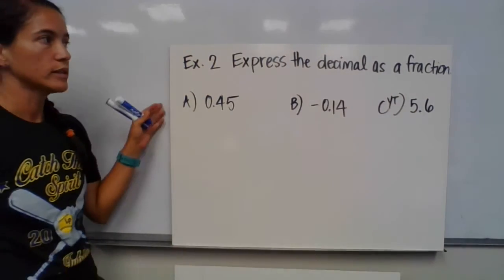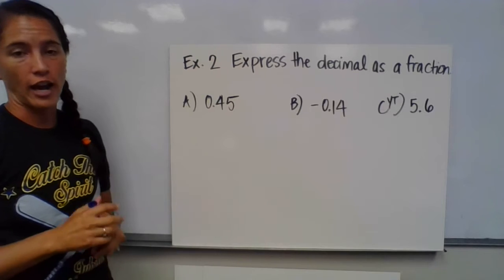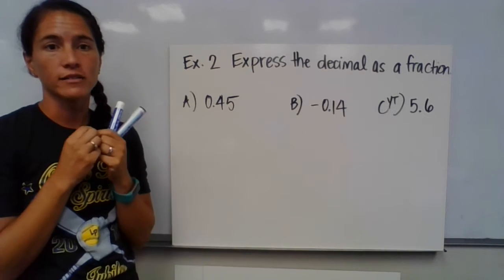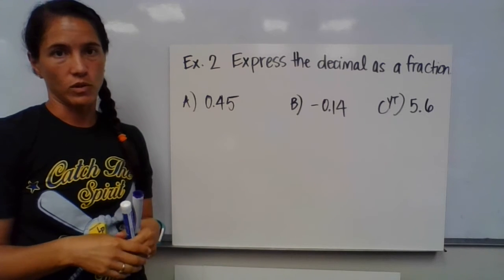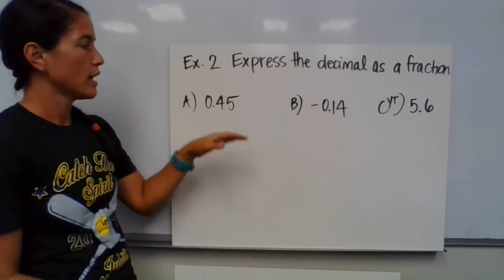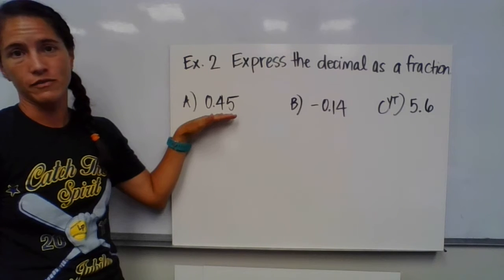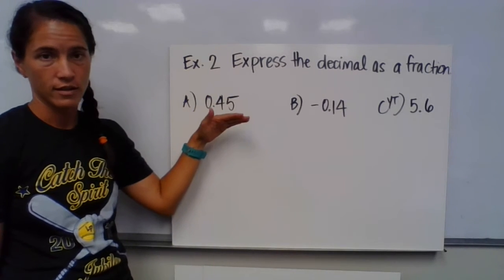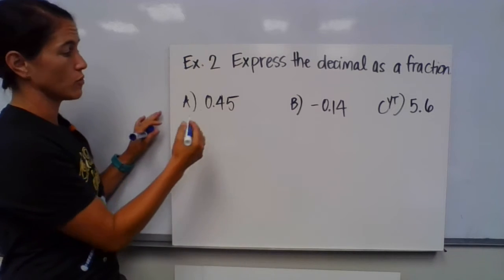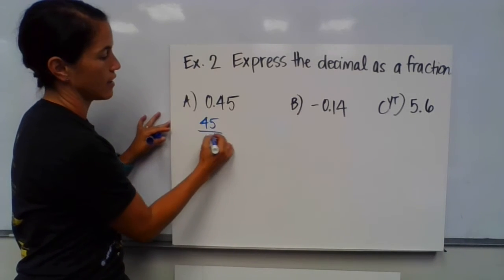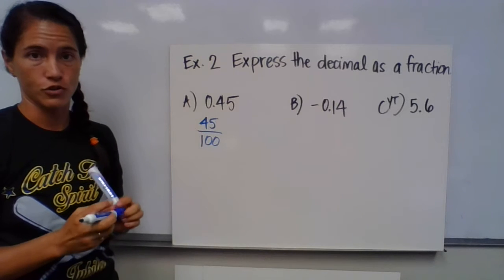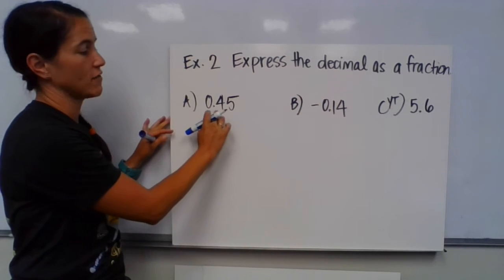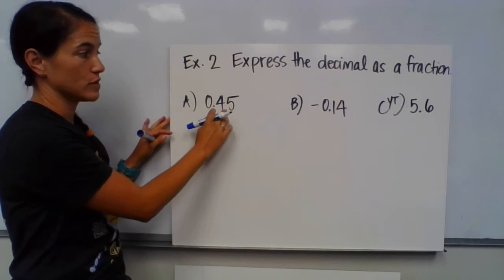Okay, example 2, express the decimals as fractions. If you know how to correctly say the decimal, then that is pretty much the work for you. If you just know this as 0.45, then it might be difficult. But if you know this as 45 hundredths, then that's exactly what you write. 45 hundredths is 45 out of 100. If there's 2 decimal places, that means it's been divided by 100 because 100 has 2 zeros.